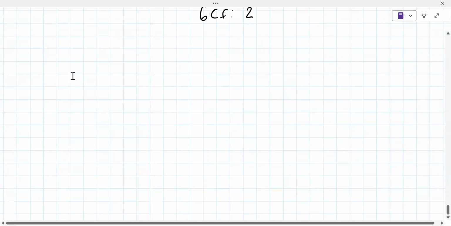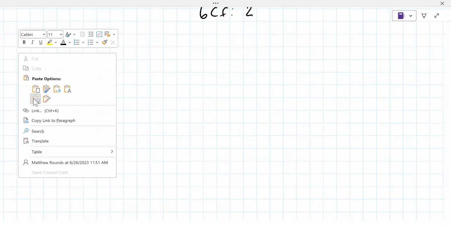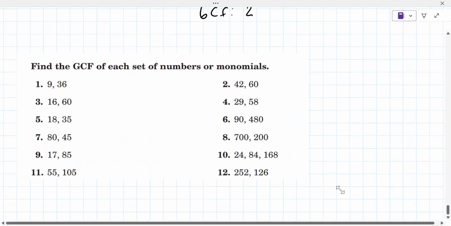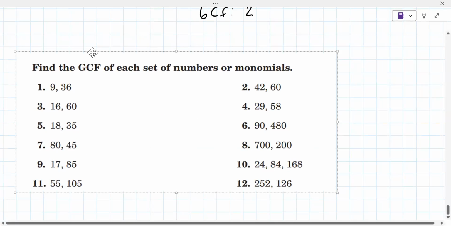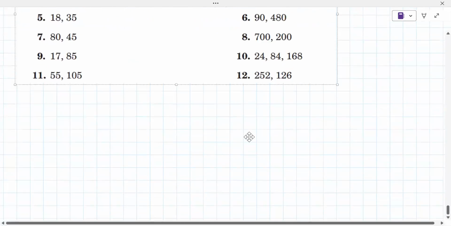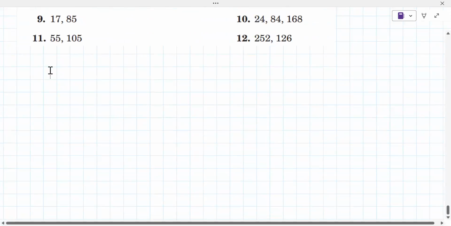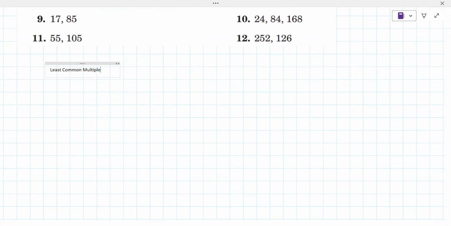All right, so here's what I'm going to do. I'm going to put some problems in here. You can consider these homework. We're not done for today, but we're done with GCF. So if you have time, maybe you do the odds or the evens, whatever you want for the lesson. But let's move on to what are called, and I mess this up all the time, I interchange these, least common multiple, or LCM.